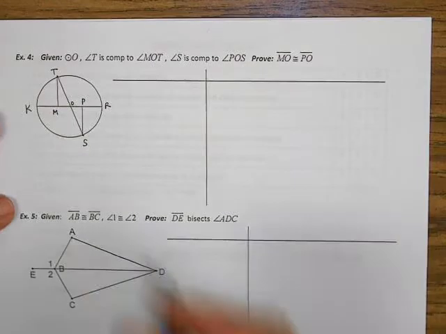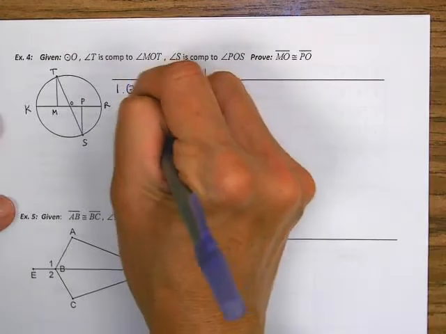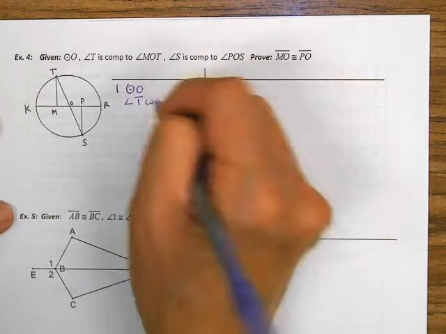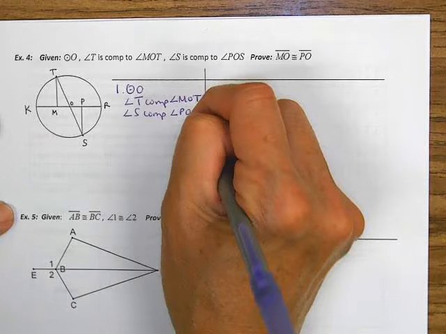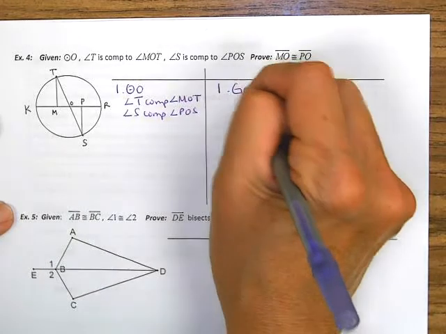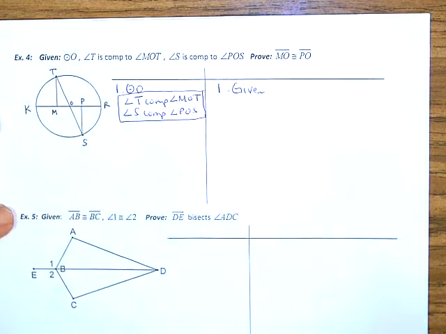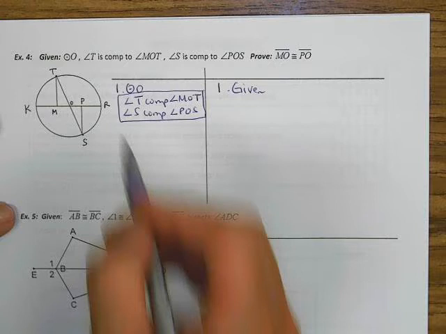All right, example four. We have circle O. We have angle T complementary to angle MOT, and angle S complementary to angle POS. So I have two of those. I'm going to put them in a box, but I don't have anything congruent yet, so I'm going to hold off. I'm going to use circle O.